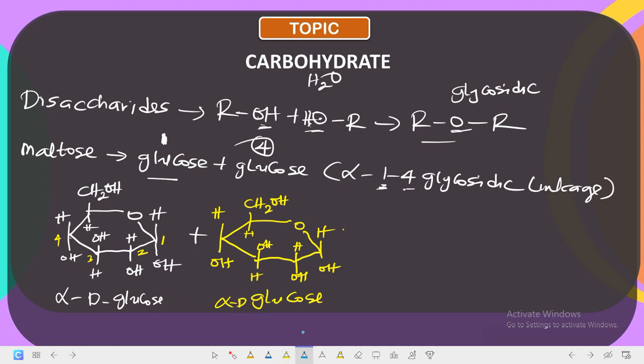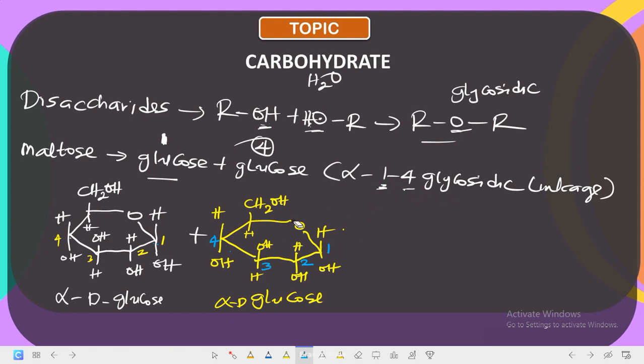See the difference here. This one here is what? Carbon 1. Here is what? Carbon 2. Here is carbon 3. Here is what? Carbon 4. So it means we are joining the carbon 1 of this glucose to carbon 4. That is where you have the 1, 4. You understand it now. So this is why they call it alpha 1,4 glycosidic linkage.